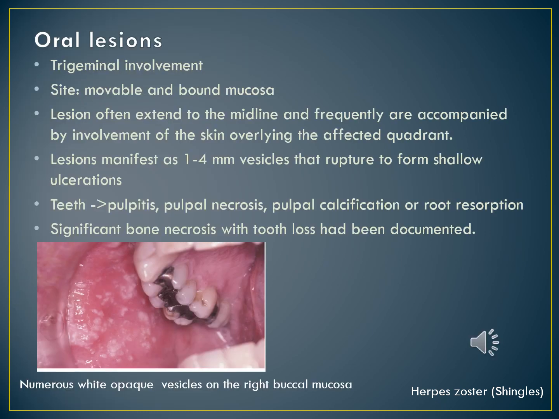The oral lesions of herpes zoster occur with trigeminal involvement. They may present on the movable and bound mucosa. Lesions often extend to the midline and are frequently accompanied by involvement of the skin overlying the affected quadrant. Lesions manifest as 1 to 4 mm vesicles that rupture to form shallow ulcerations. Teeth in the affected area may show pulpitis, pulpal necrosis, pulpal calcification, or root resorption. Significant bone necrosis with tooth loss has also been documented.